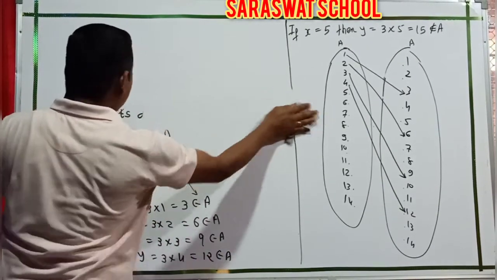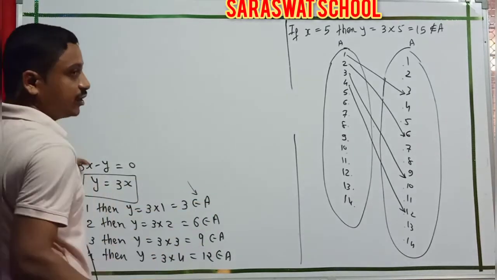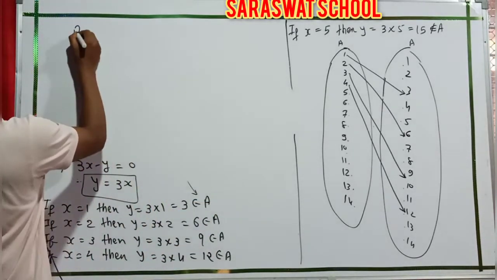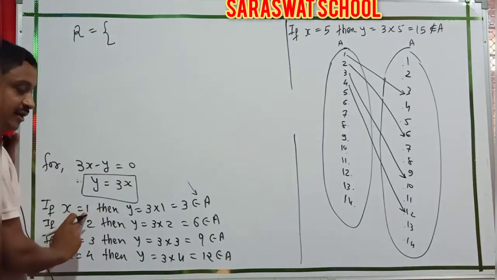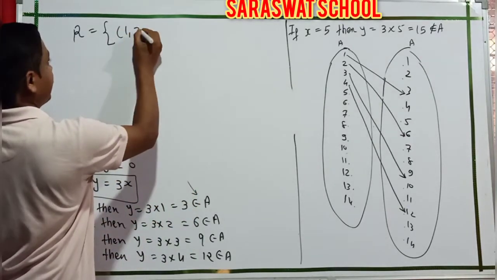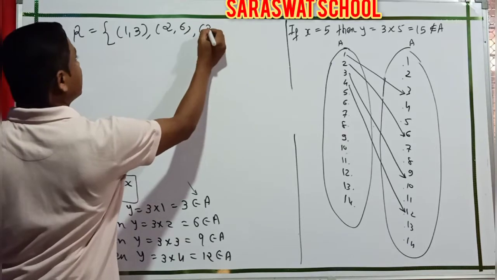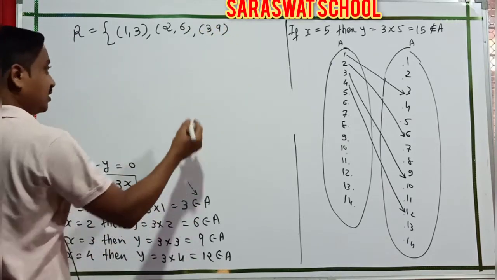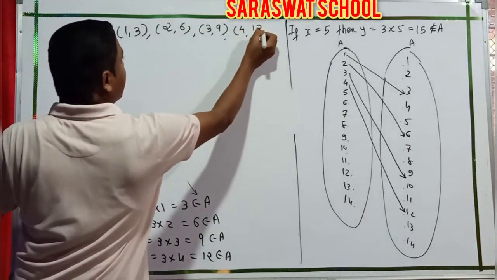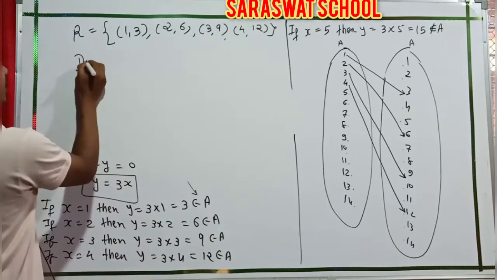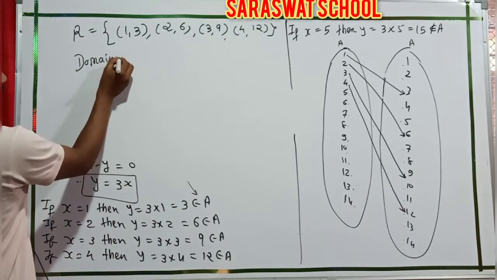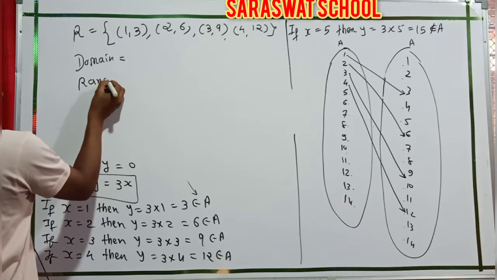After that, all values are defined. So what is the roster form of R? You put 1, getting 3; 2 then 6; 3 then 9; 4 then 12. After that, we define our domain and range.